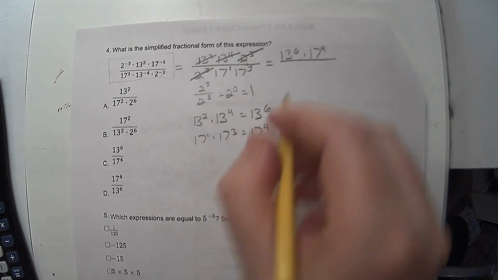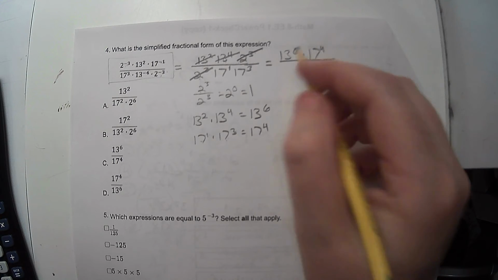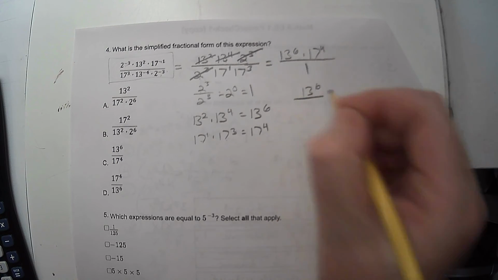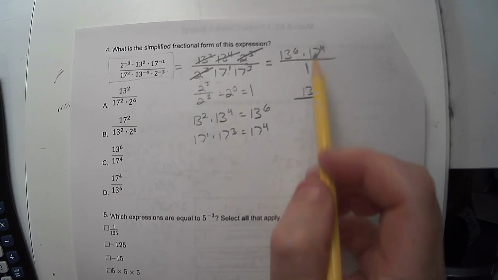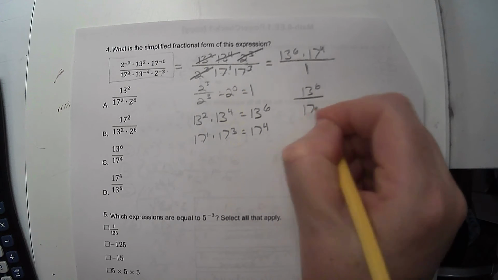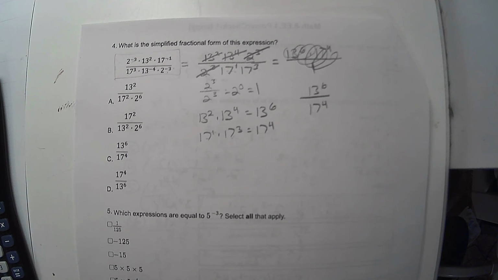So I'm going to have something like that, right? Hoping at this point you're hollering at the screen, no, what are you doing? So if you remember, I do have 13 to the 6th on top, but where are my 17s located? They're not on the top, they are on the bottom. So I need to put my 17 to the 4th on the bottom.